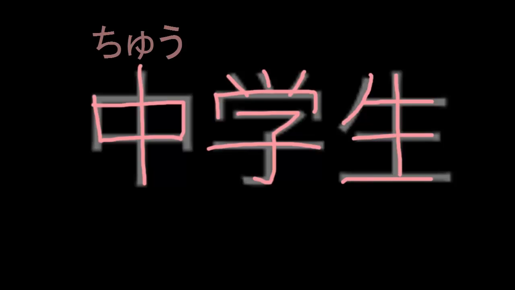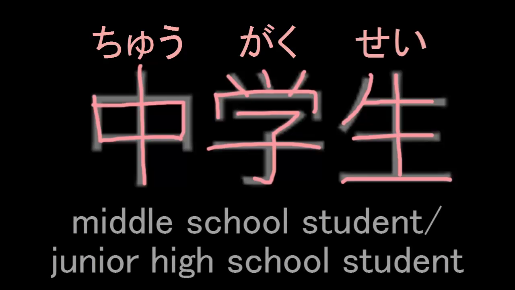Now we're going to change the final character from school building into a living thing or a student. Once again, we have middle, line down the middle, learning, that's our knowledge, roof, child, arms, and finally we have the kanji with the core meaning of alive. Here it is, and of course that stands for the student. And there we have chu gaku sei, or middle school student.